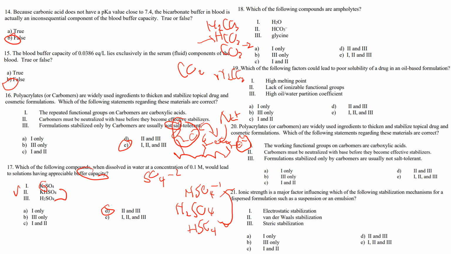It's 2 and 3, just because it's basically things that will willingly accept or donate a proton. This next question is very similar in a lot of ways. It's using slightly different terminology. It's saying, what is an amphilite?